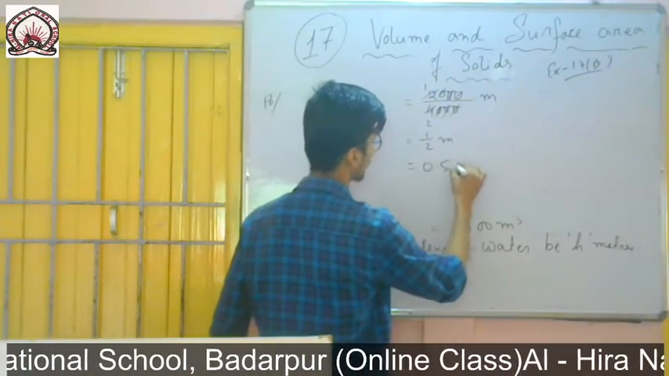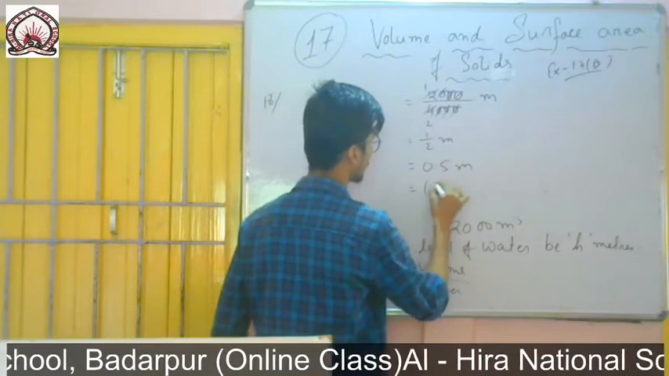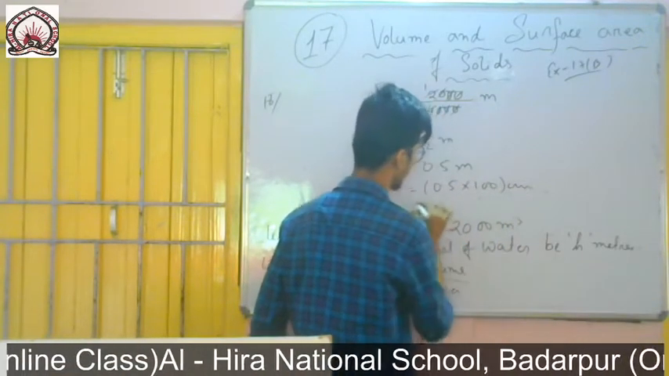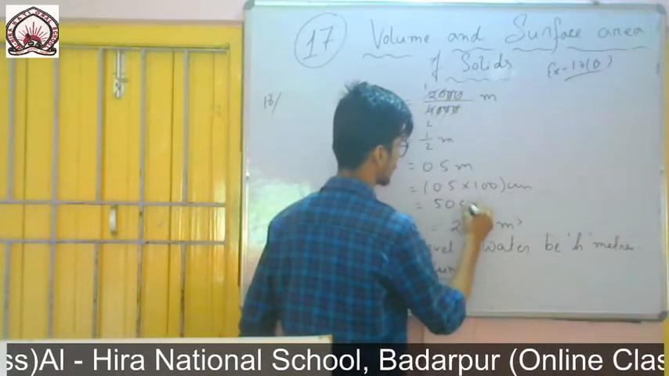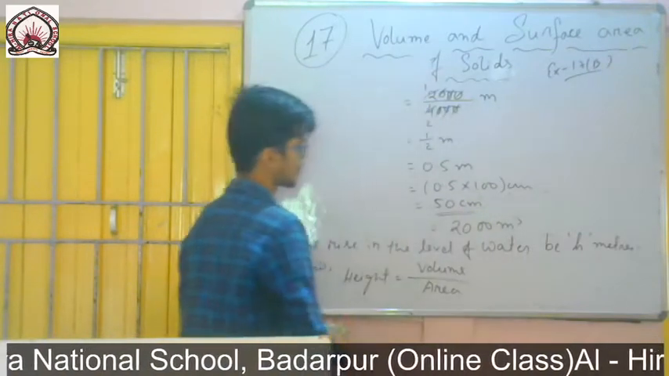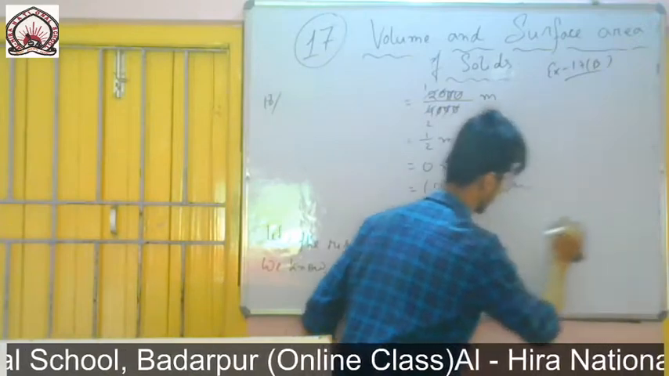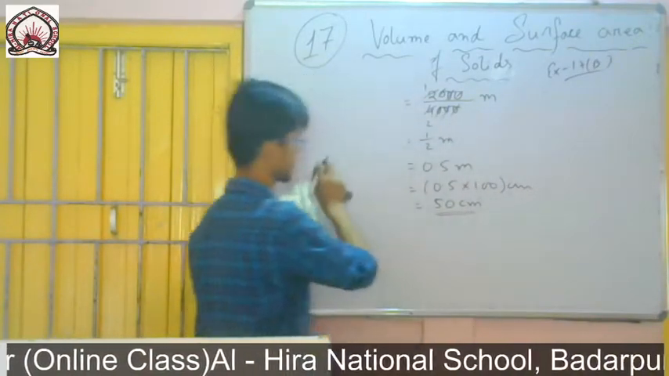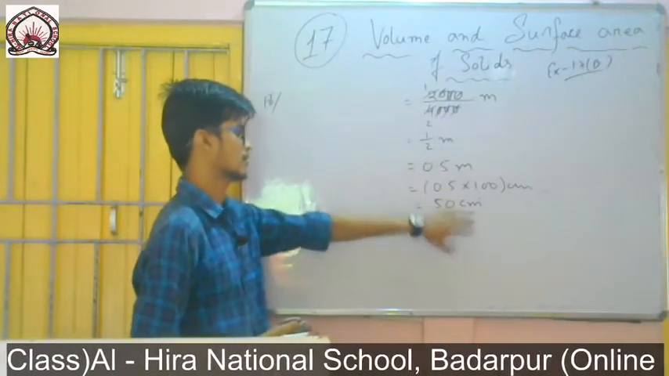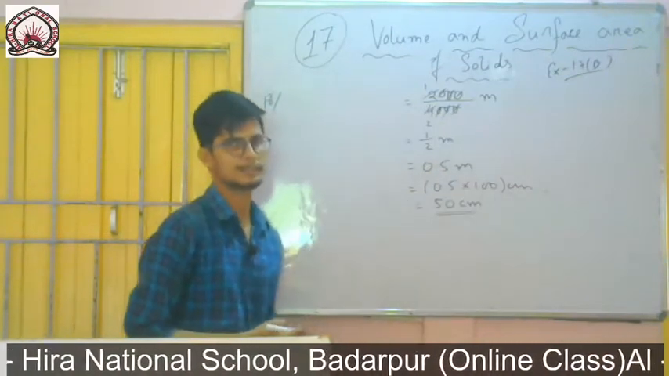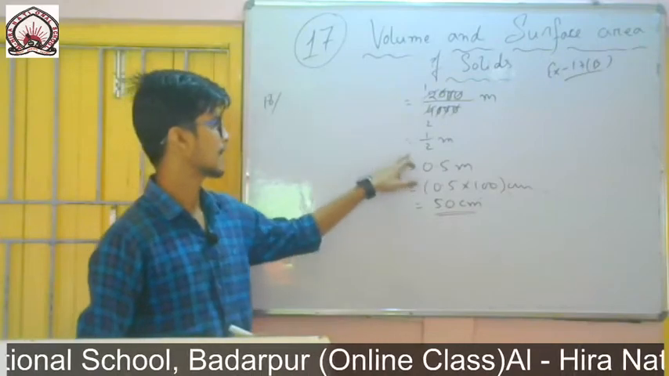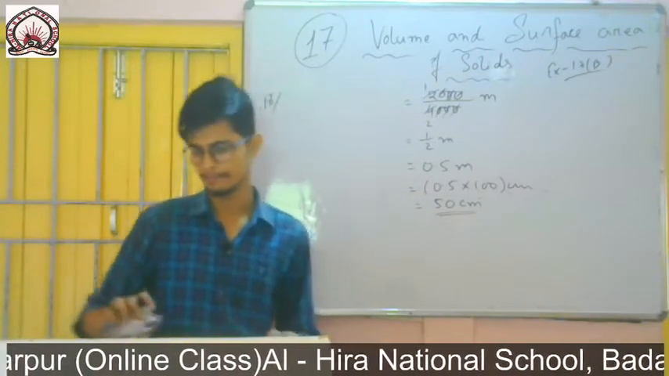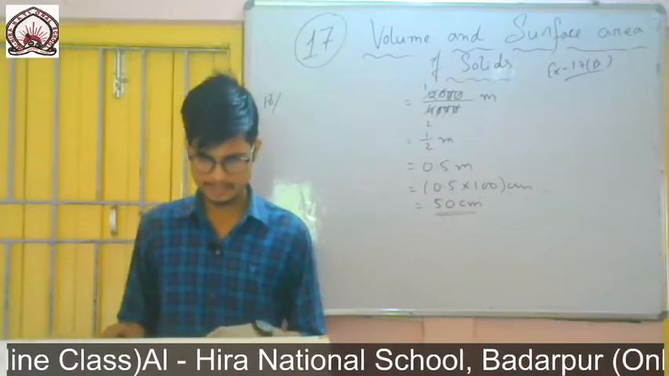Half means 0.5 meter. So if I convert it into centimeter, it will be into 100 centimeter, which is equal to 50 centimeter. This is the required answer. Simply, I have converted into centimeter because you see it is 0.5 meter, so it looks good if you convert it into centimeter. Half meter, half means 0.5, and 0.5 into 100 is 50. So this is the end of this exercise.